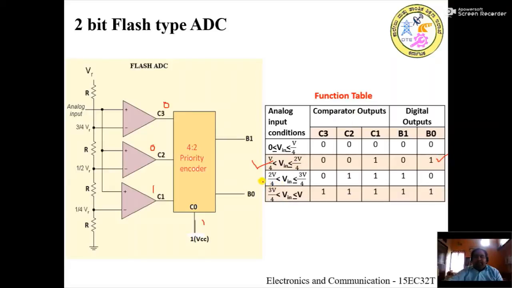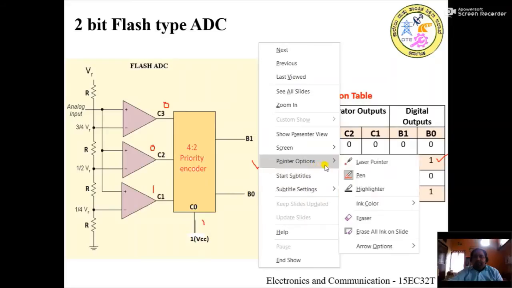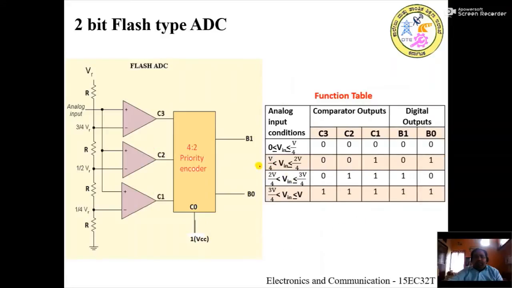Similarly, in the third case, the unknown analog input voltage is greater than 2VR by 4, but less than or equal to 3VR by 4.